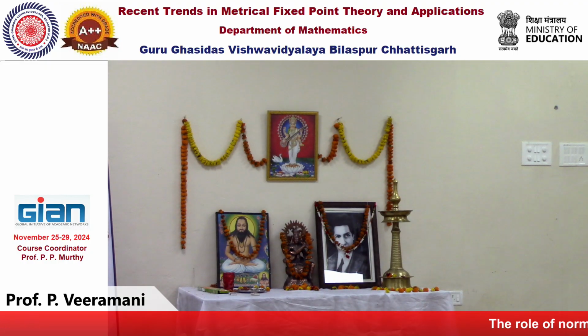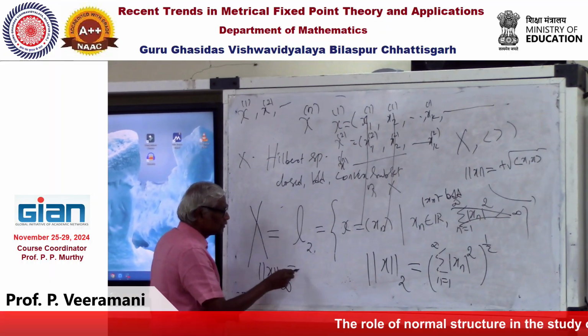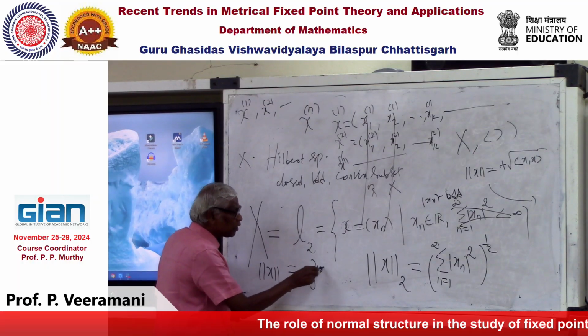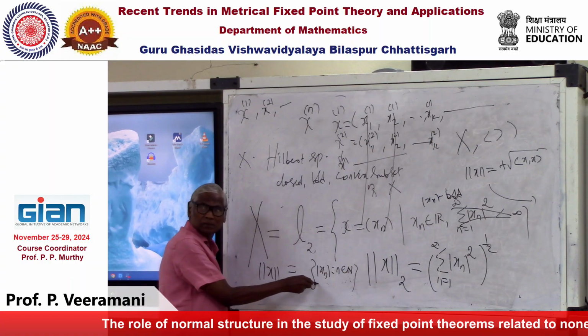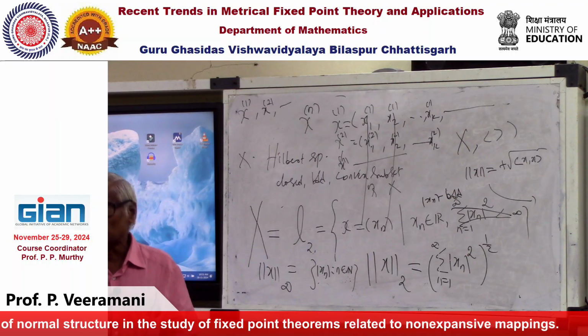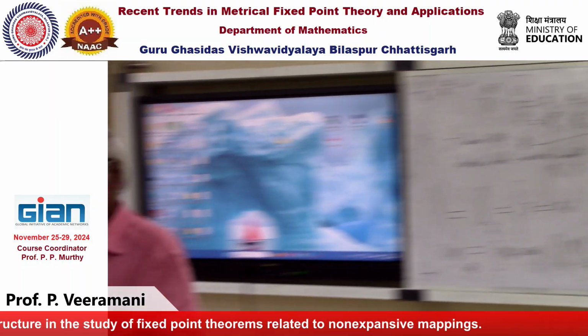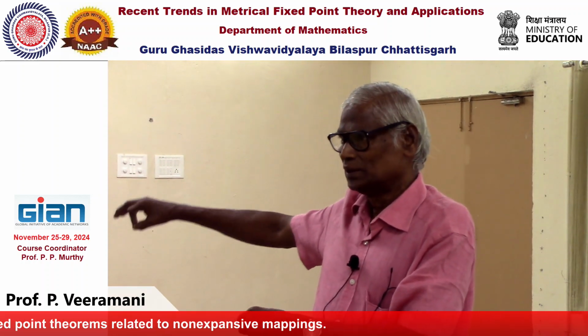But L infinity norm is supremum mod xn. Why we can take the supremum? Because it is a bounded sequence. Again we will go back to a bounded sequence, means it will have upper bound. It has an upper bound, lower bound. Here what we are interested is upper bound.